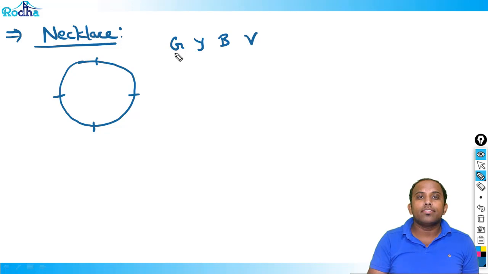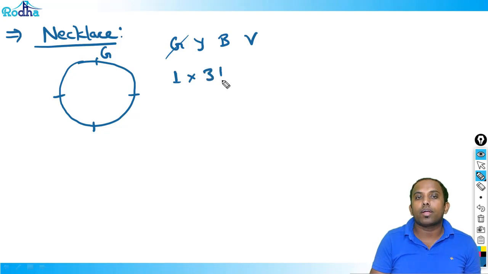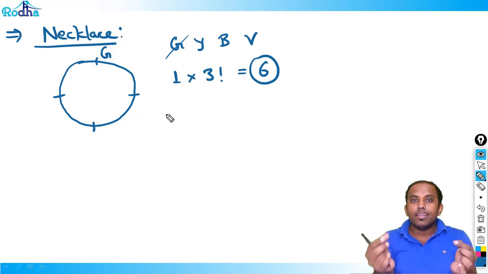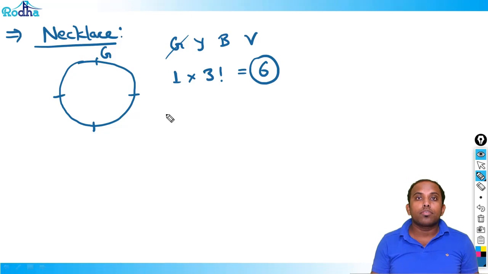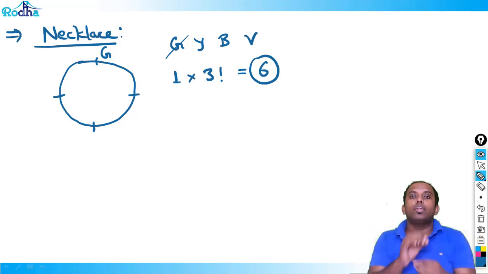Again, I'll do the same thing. All these four places look absolutely the same, so I'll place green at any one place. Green can be placed in only one way. Now at the remaining 3 places, I can place 3 beads in 3 factorial ways. But the answer here is not 6, because a necklace can be flipped over. People sitting at a circular table can't be turned over, but a necklace can.